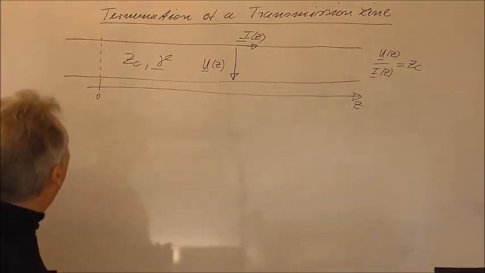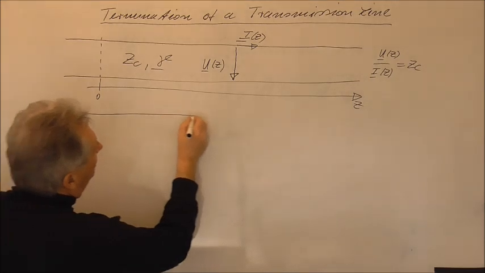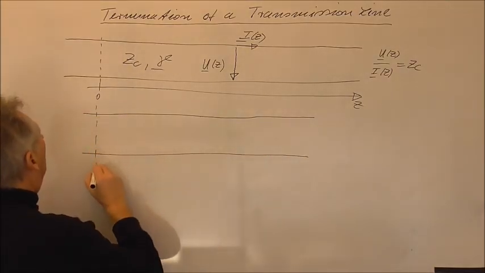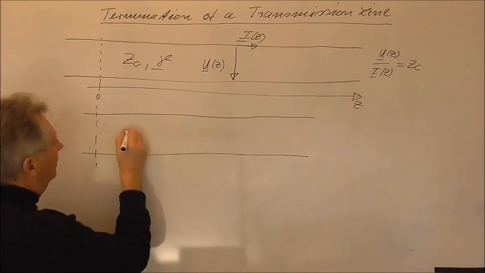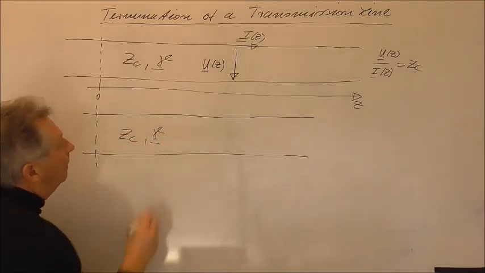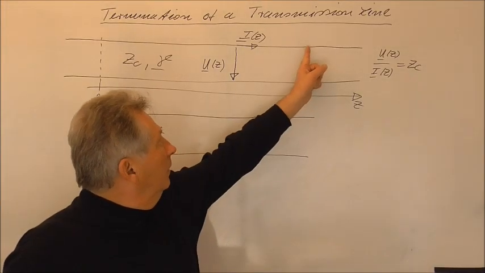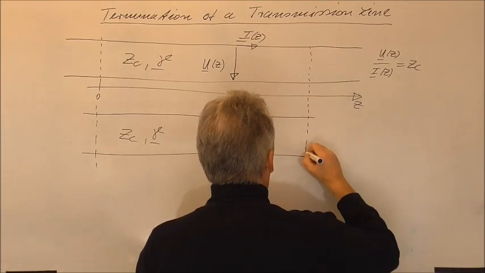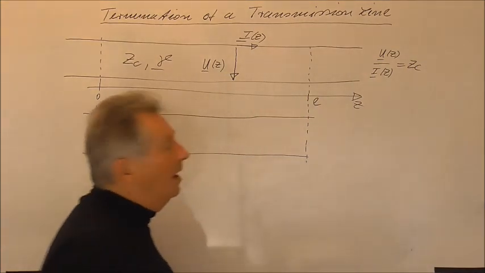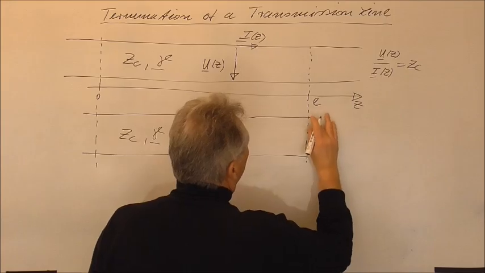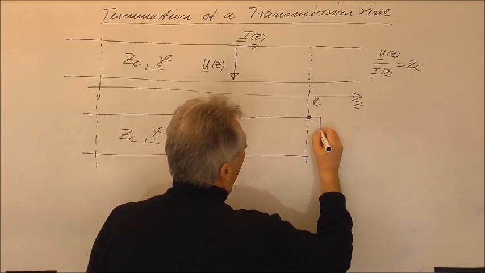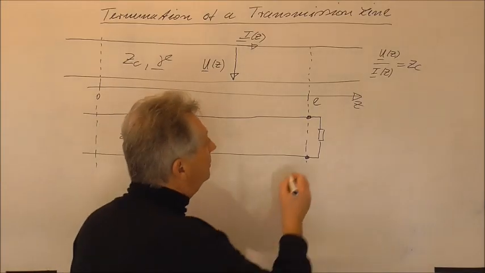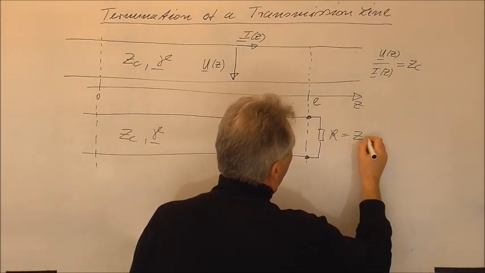And what I will discuss now is that I consider the same transmission line here, which is described by the same parameters Zc and gamma, but instead of an infinite transmission line, I now assume that we terminate our transmission line at a certain point z equal to the length of the transmission line, and I will assume now that we connect here a resistor at the end of the transmission line, and we will choose the resistance of the resistor equal to Zc.